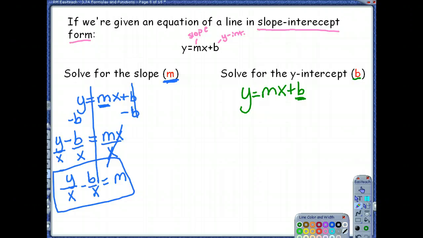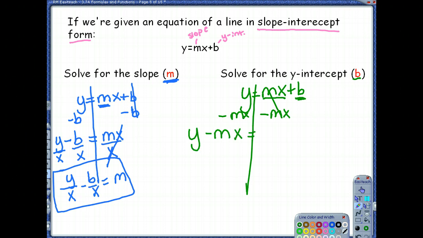Now that mx, that's one whole term. Those two things stick together. Only pieces that are added or subtracted move over individually. So this mx, because that's added to our b, that's one stuck together piece. We want to remove it. We're going to subtract mx from both sides. So on the left-hand side, I had a y, now minus mx, is equal to, and all that's left over there is my b.